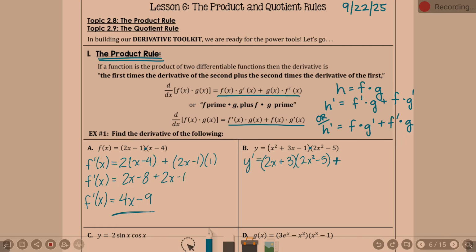And now I'm going to keep the other. Whoops. So I'm keeping my first, x squared plus 3x minus 1. And what's the derivative of 2x squared minus 5? 4x. Do we FOIL now or do we do it again? We're not being asked to do the derivative again. We're only being asked for the first derivative.